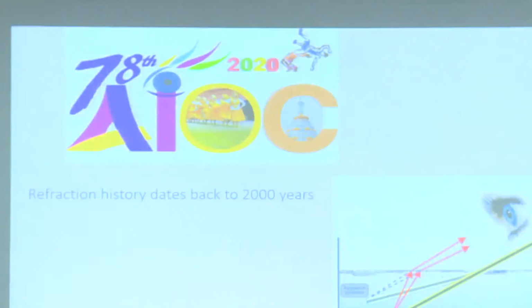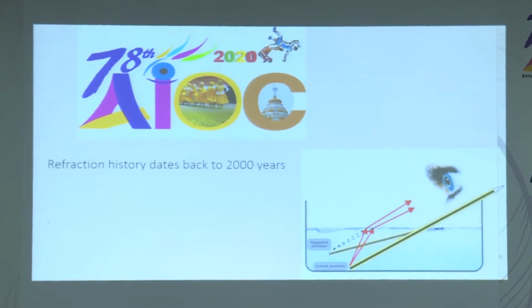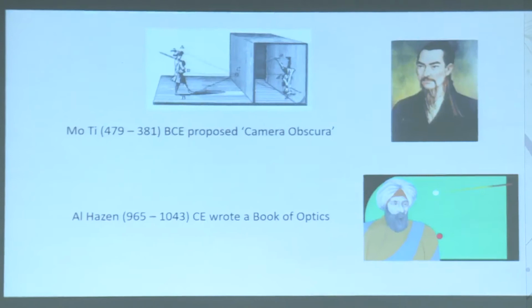Refraction history dates back 2000 years or more. The prehistoric man might have been perplexed while looking at fish; the actual position of the fish might have been mistaken for the apparent position. That might have made him want to look into refraction.